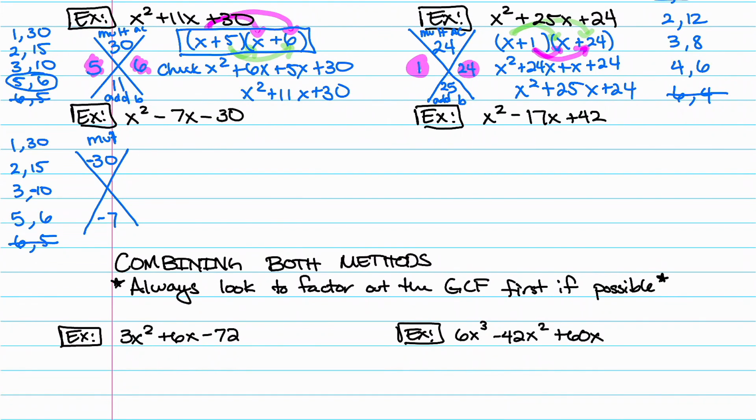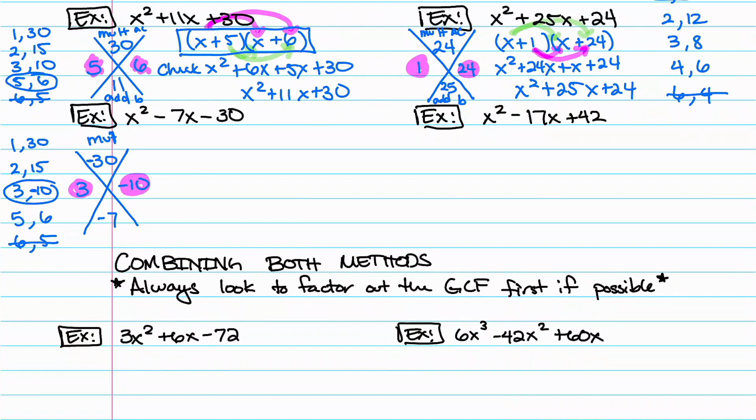So this is the set that's going to work. If I do 3 plus negative 10, that will give me a negative 7. And if I go 3 times negative 10, that's also going to give me a negative 30. So these are, in fact, the numbers. I absolutely need that negative for this to work.